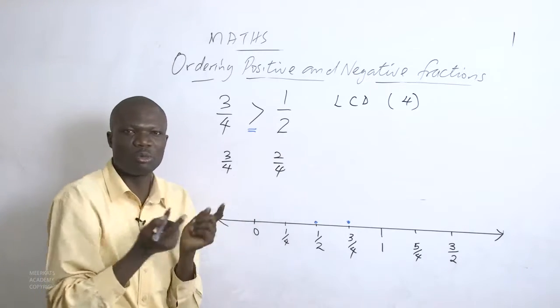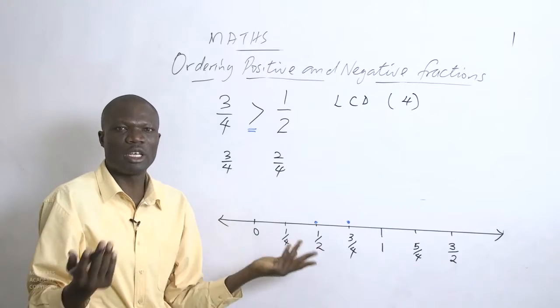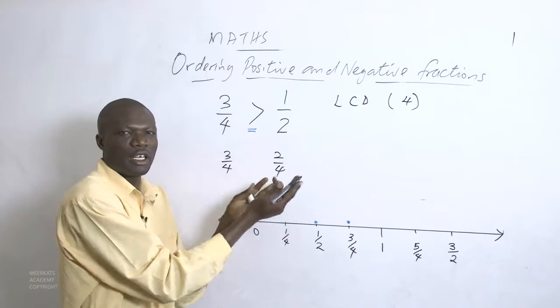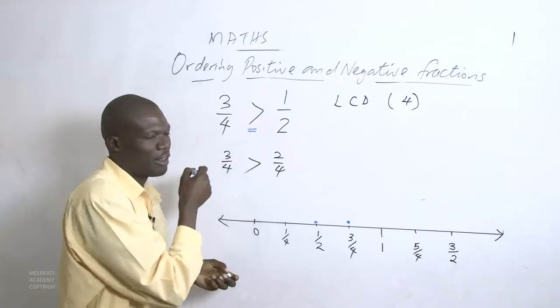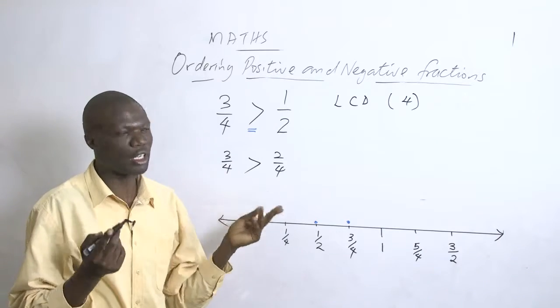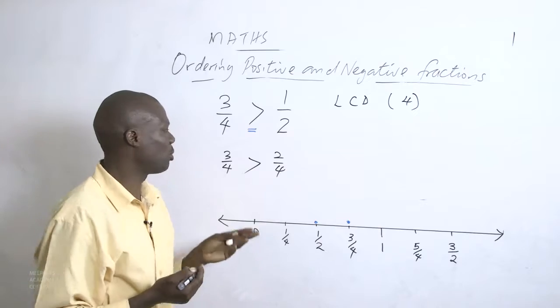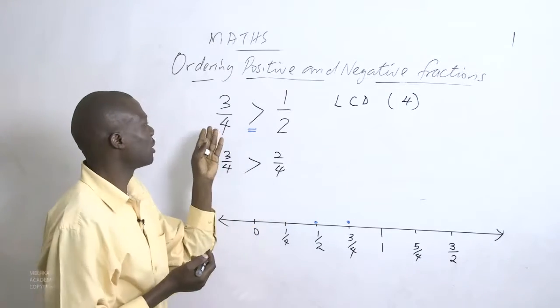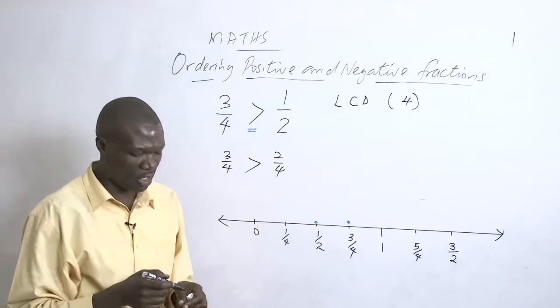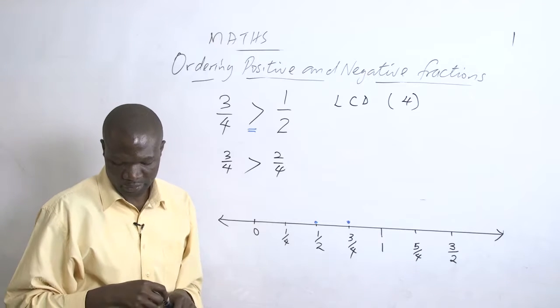Now we have the denominator as the same. We look at the values between 2 and 3. Which one is greater? Definitely 3 is greater than 2. So you'll find that the sign that shows greater than is best placed to prove that the statement that we have here is mathematically correct.